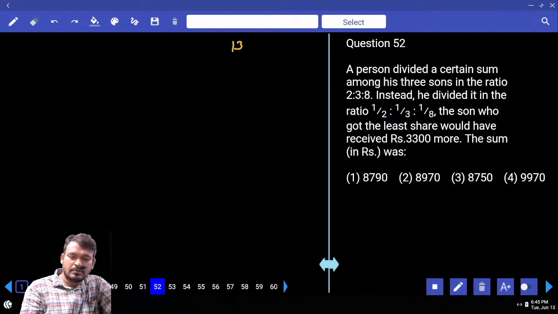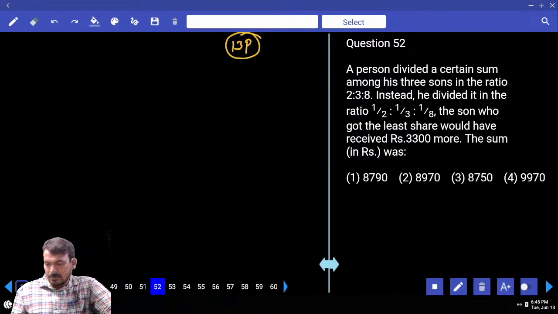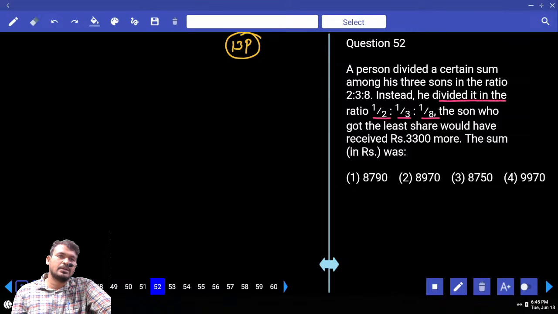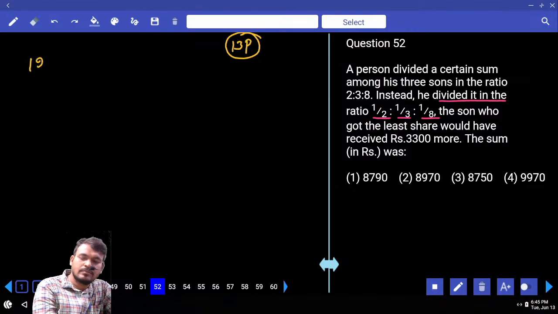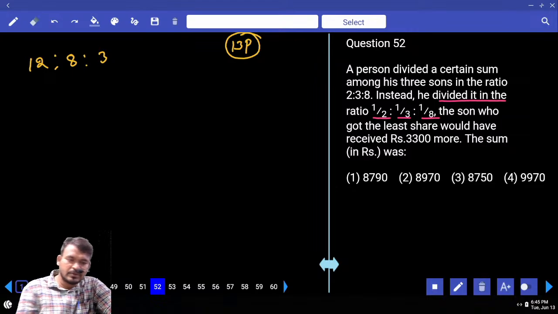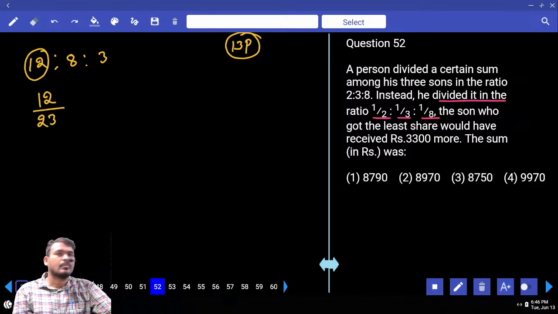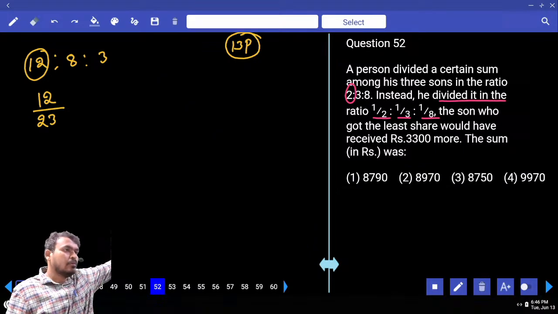Total sum is how many parts? 13 parts. What is the second one? He divided it in the ratio of 1/2, 1/3, 1/8. Fractions converted to integers. What is the LCM? 24. 1/2 means 12. 1/3 means 8. 1/8 means 3. Total 23. What is the least person getting? 12 parts out of 23. What is the least one in the first case? 2 parts. And here also the least one is 12 parts.